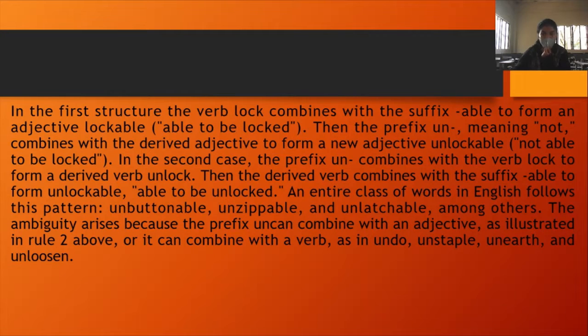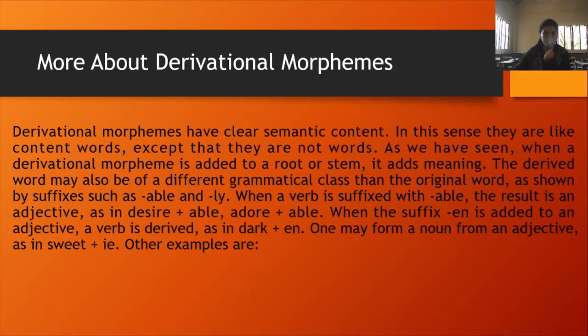An entire class of words in English follows these patterns: unbuttonable, unzippable, and unlatchable, among others. The ambiguity arises because the prefix un can be combined with an adjective, as illustrated in Rule 2 above, or it can be combined with a verb, as in undo, unstaple, unearth, and unloosen.